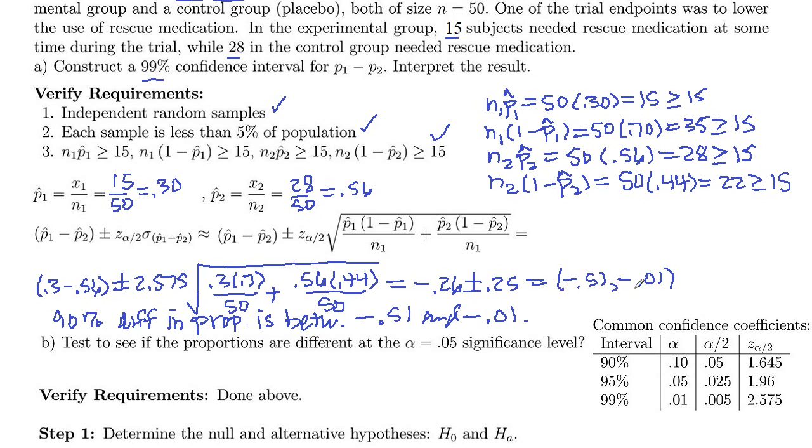So notice that this interval does not contain 0. That means that we're 90% confident that the difference in proportions is negative. So that would mean that the first proportion is smaller than the second proportion, and that would mean that there's less rescue medication in the treatment group than there is in the placebo group.